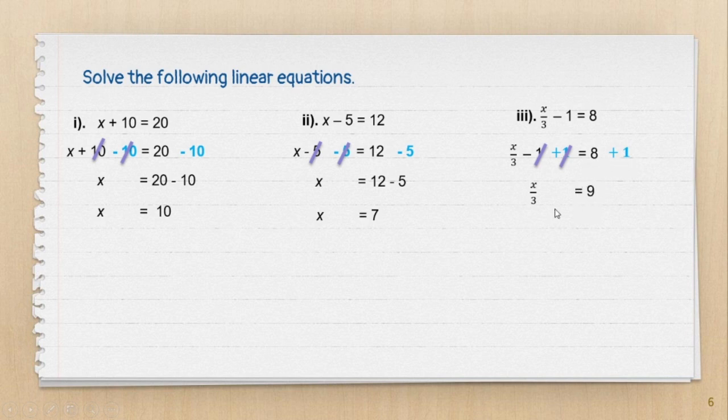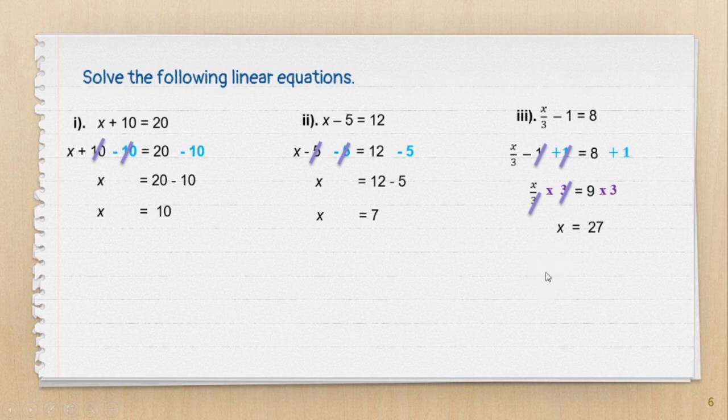Now we should remove this 3. We can remove that one by multiplying both sides by 3. We can remove 3 now. Simply like this. And this is the final answer. x equal 27. You can do your review exercise.